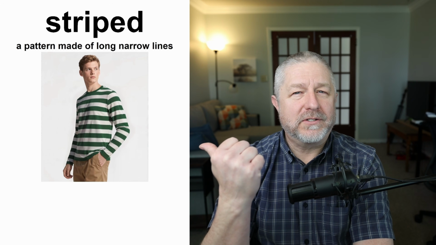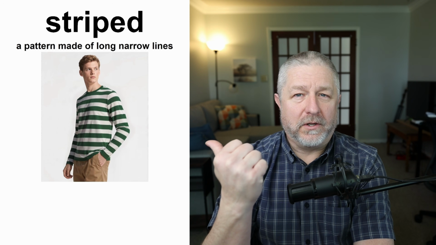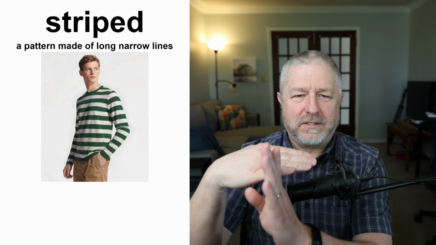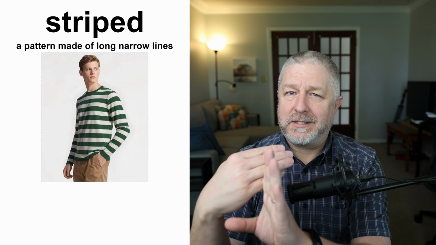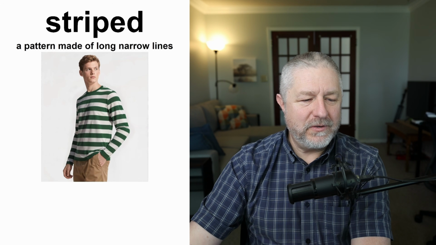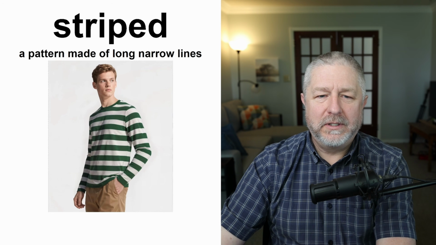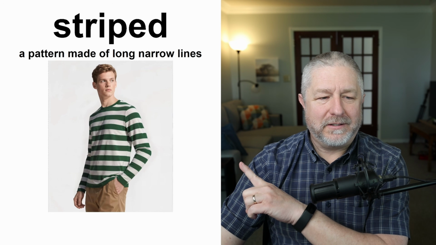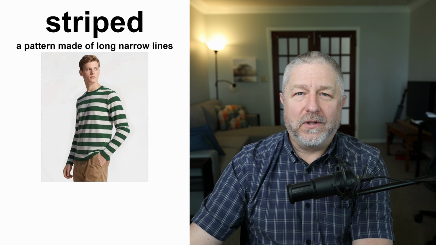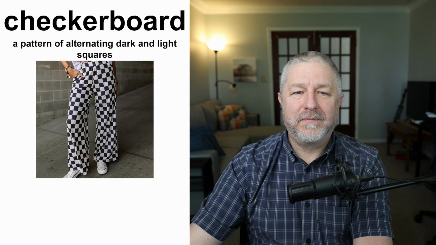This shirt has horizontal stripes. You can also have a shirt with vertical stripes that go this way. But if they cross, it's not a striped shirt anymore. It's now plaid or has a checkered pattern. So if you've ever read the books Where's Waldo, he has a red and white shirt like this, a red and white striped shirt, which is a pattern made of long, narrow lines.